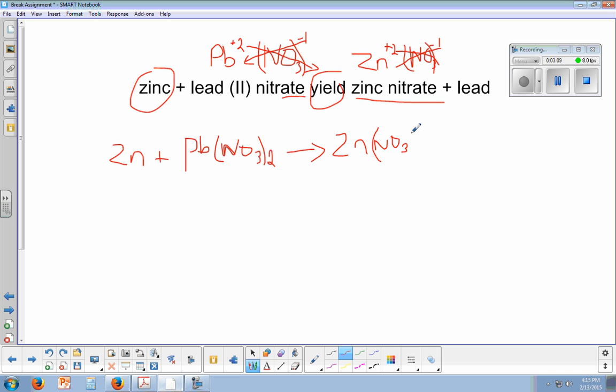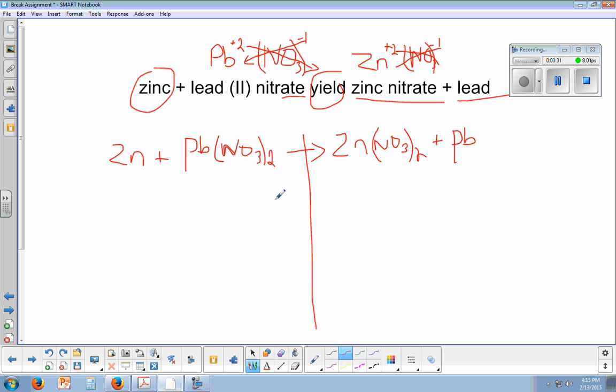NO3 2 plus lead. So again, metals are monatomic, so it's just going to be Pb. So this is the formula. Now I have to balance it. So to balance, we said we're going to split this down this arrow, and we're going to write what we have, and we're going to see if it's balanced.